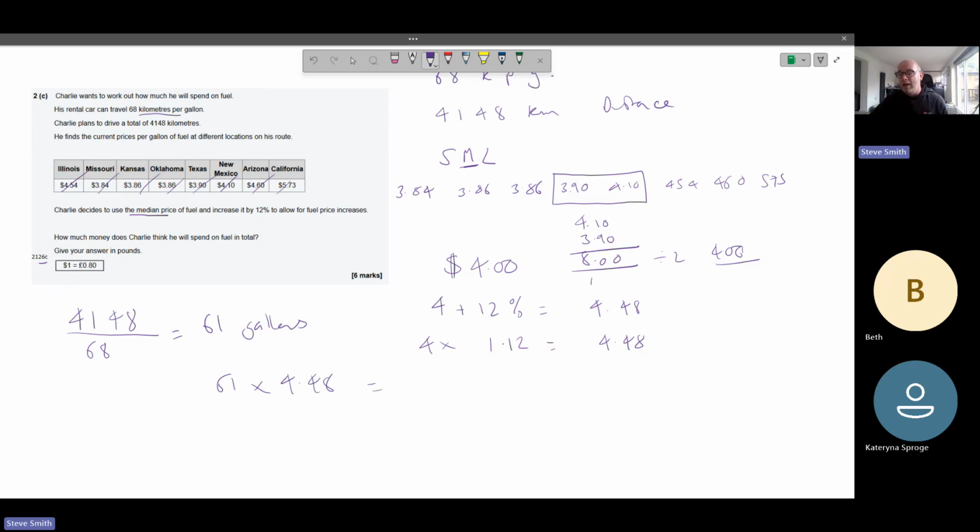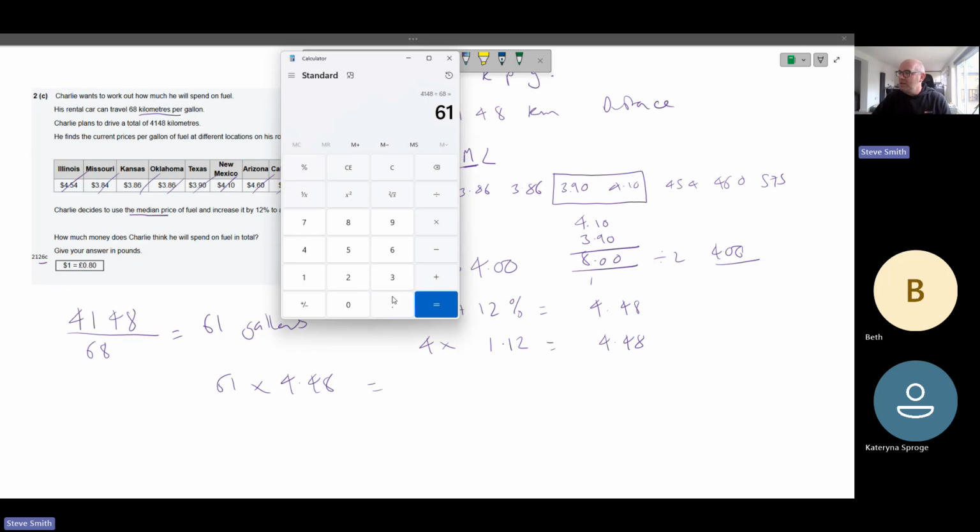So if you think about this now, I've got 2 marks here for doing my median and adding 12%. I've got my 3rd mark now for working out the number of gallons I need, and I've got my 4th mark here because I now know how much my cost is going to be. So 61, where's my calculator? 61 times by $4.48 equals, and I've just got my fifth mark because I now know the total.